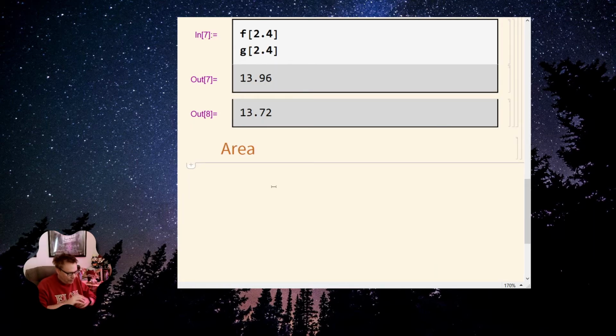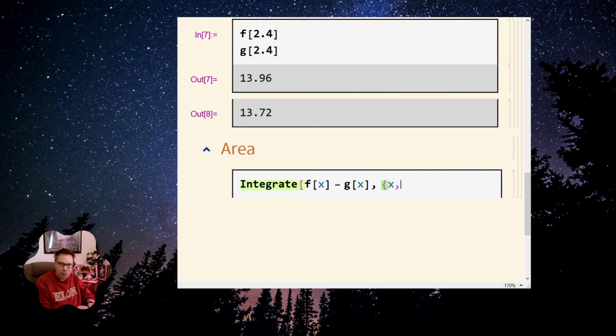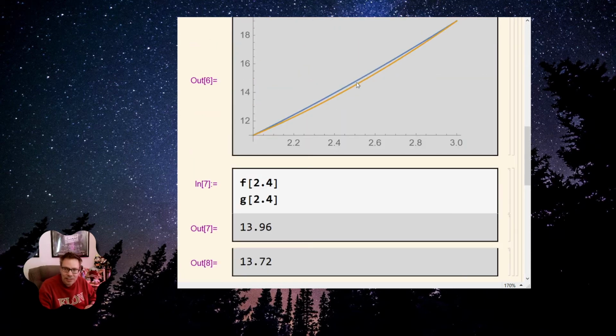So the area, this is actually fairly straightforward here. I'm going to integrate, capital I, Integrate, f of x minus g of x, and that's going to go from x equals 2 to 3. And there's my entire syntax to do integration in Mathematica. I'm going to evaluate this and I get an area of 1/6. So this little tiny region has an area of 1/6.